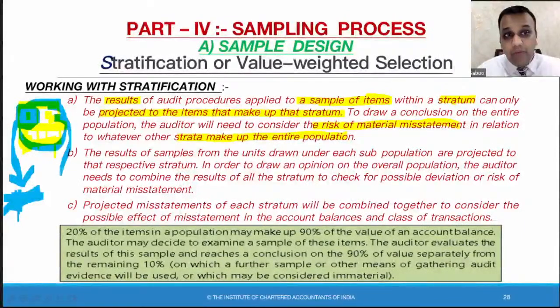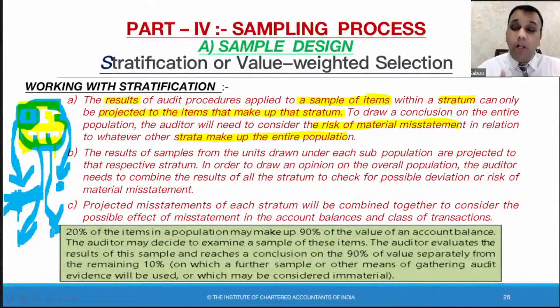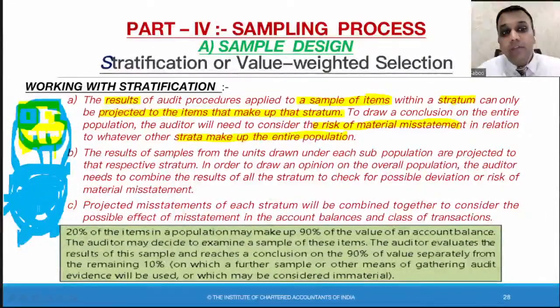Another sample I would be drawing from the second category, and would apply my procedures on that. Third category, 9 months, would apply my procedures on that. Fourth category, fourth sample, I will apply procedures over here. All the samples might yield different results as per their category or stratum. So from the sample drawn from each stratum, we can project the results to that stratum, but not to the whole population. To project the results to the whole population, we will add the effect of all these samples to come to a conclusion for the whole population.